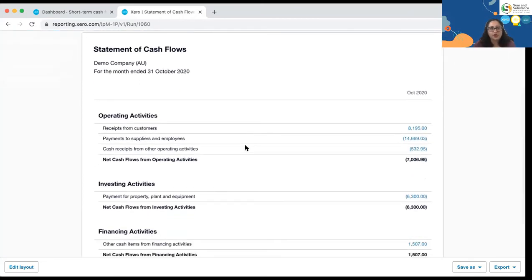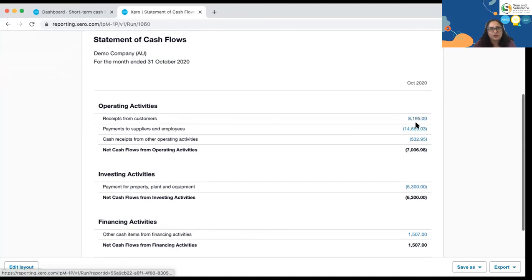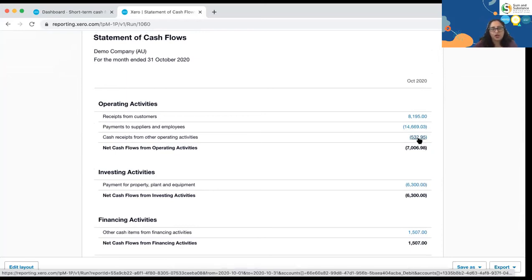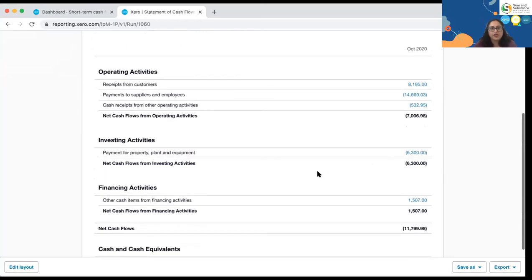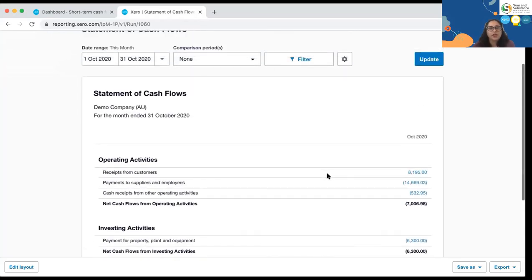So this is historical, right? This has already happened. You don't have any say. So I've received this much from the customers. These are the payments that I've made to the suppliers, and this is the money that I've paid for other operating activities, right? So this is already done, okay? So that's my net cash flow for the period. If you remember, when we were scrolling around, we were down by 11,800. That's why it's in negative. Cool, so this is just a bit more description, okay?